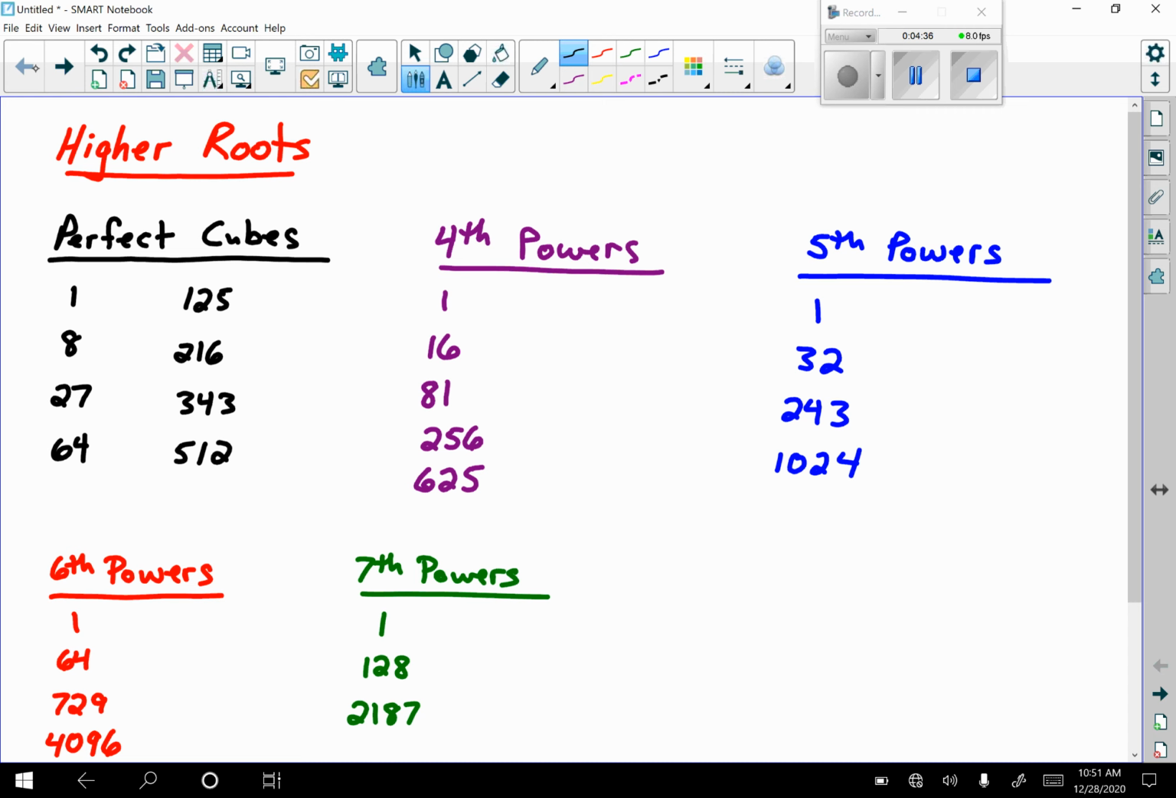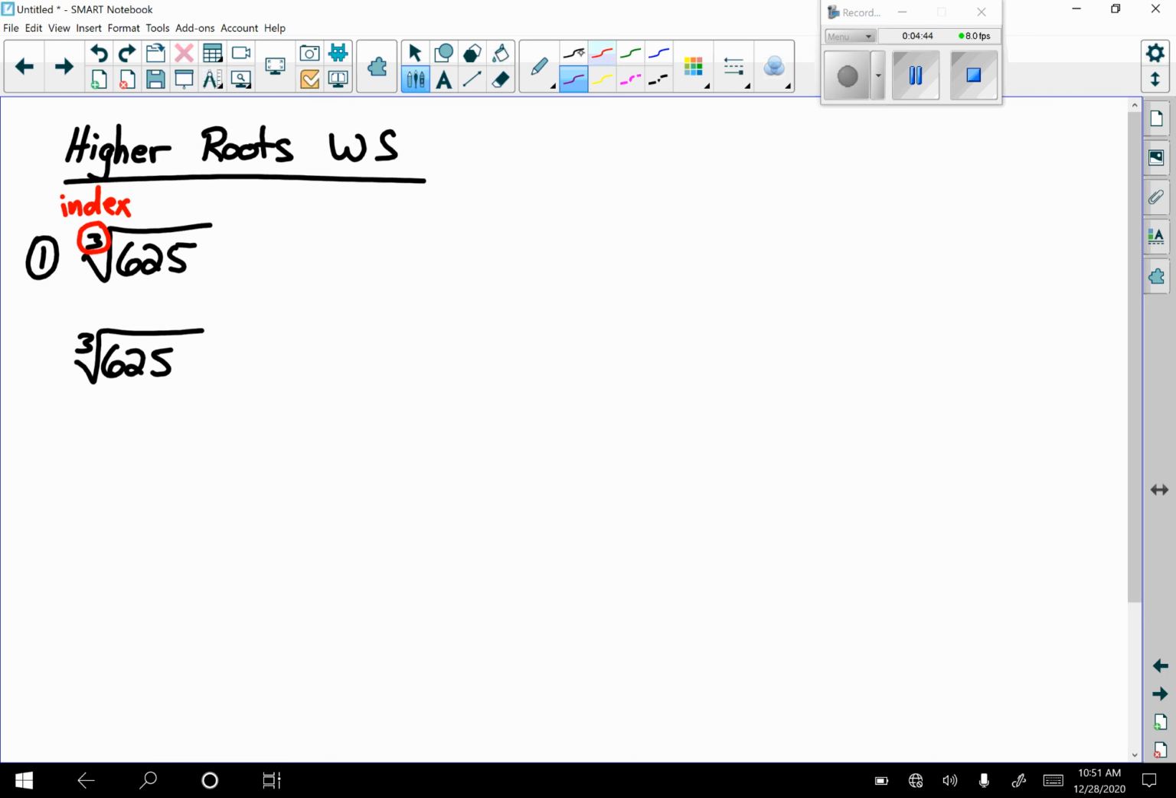So let's go back to our list of perfect cubes. As I'm going through this, because it ends in a 5, guess what? I'm going to try the 125. So I'm actually going to factor this. Don't forget to keep writing out that 3 for the index. So this is going to become the cube root, and it's actually 125 times 5.